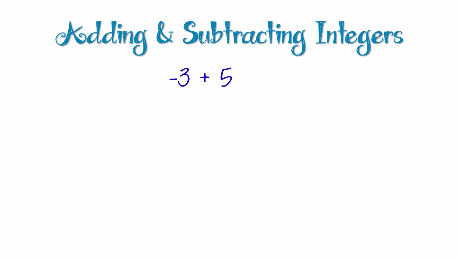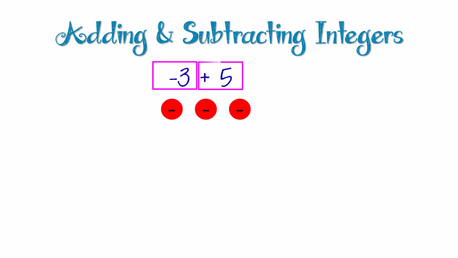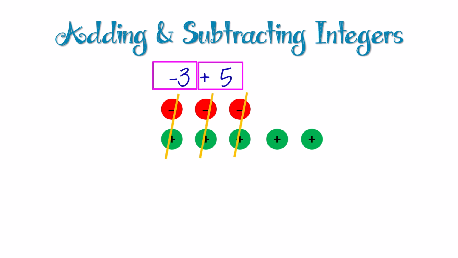If we take a look at this next one, we have negative 3. That's going to be 3 red chips. And our 5 is a positive 5. So that's going to be 5 green chips. What do you think the answer is going to be? Is it going to be positive or negative? Well, since there are more positive chips, our answer is going to be positive. We can cancel out 3 pairs, and we're left with 2 green chips.